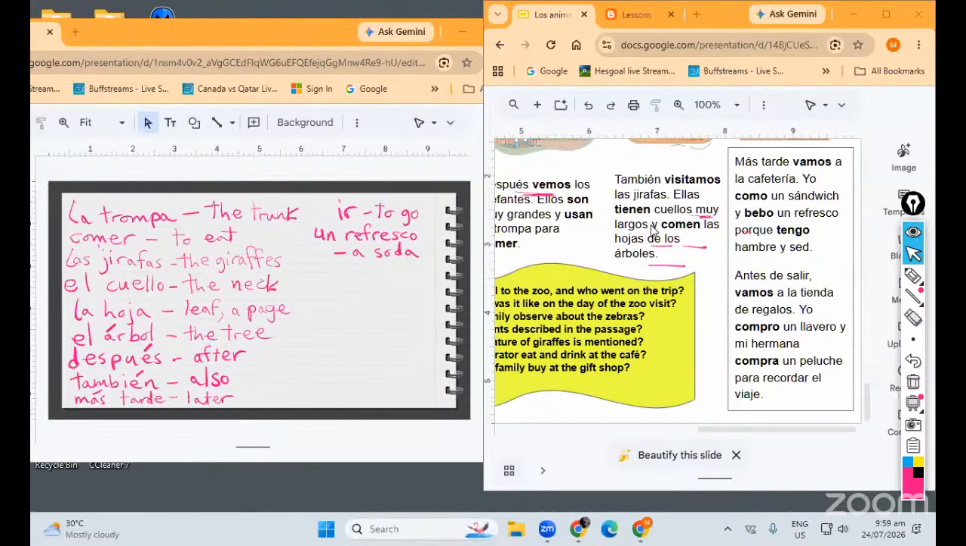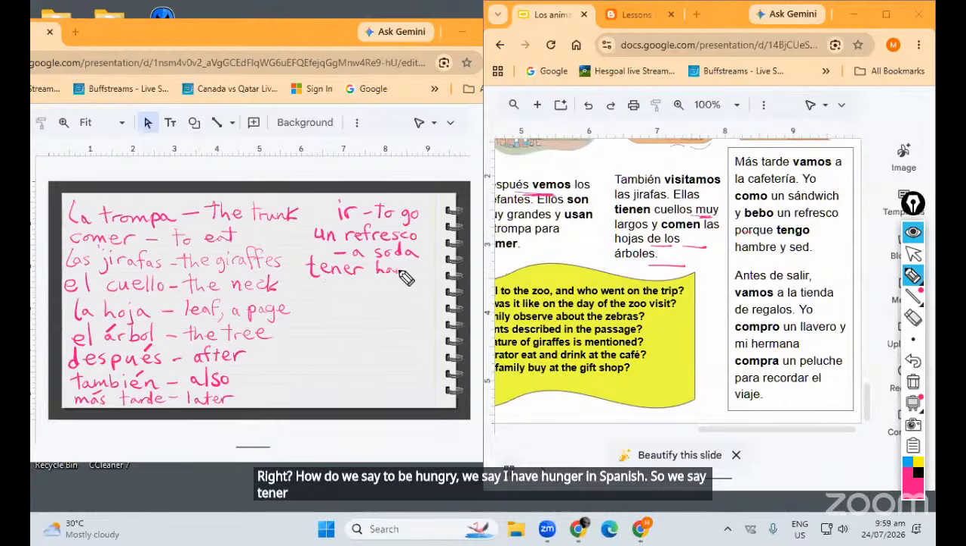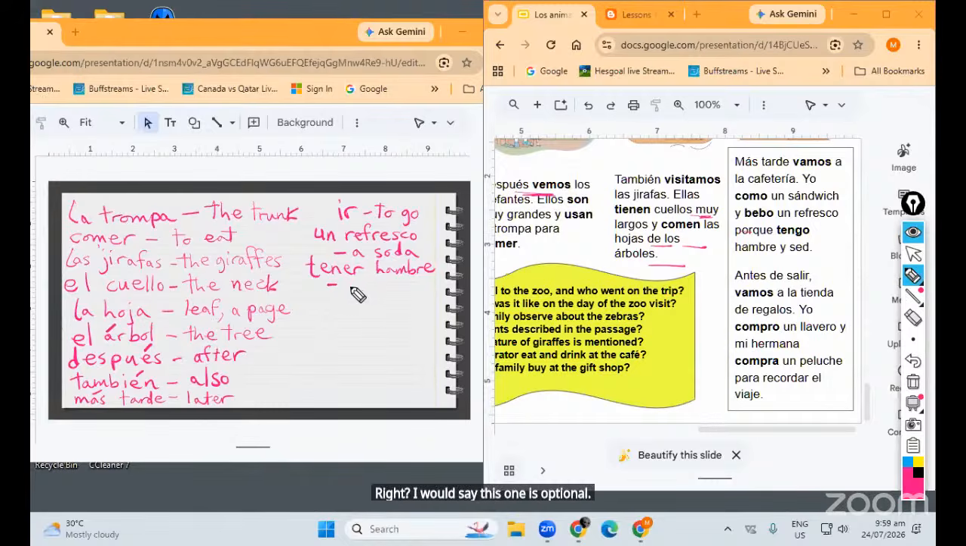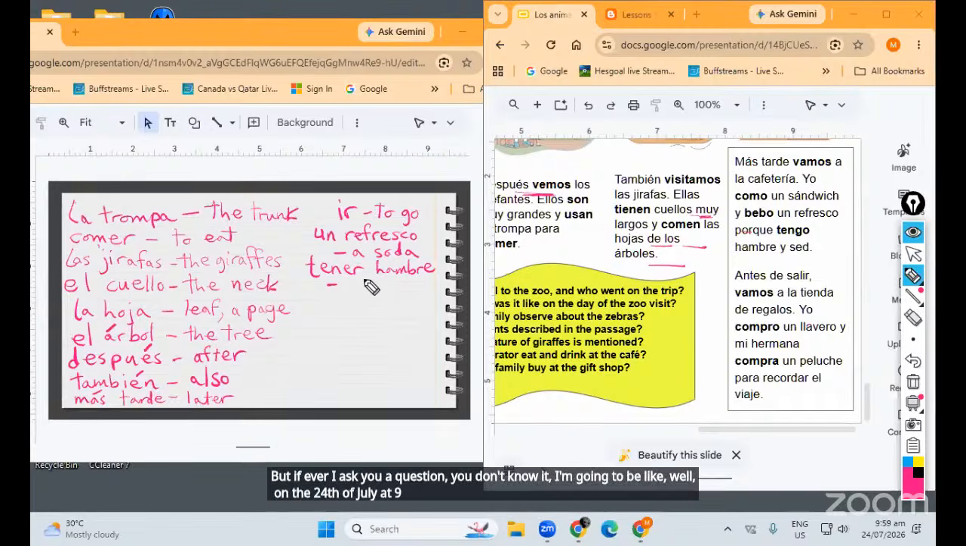How do we say to be hungry? We say I have hunger in Spanish. So we say tener hambre, right? I would say this one is optional. But if ever I ask you a question and you don't know it, I'm going to say, well, on the 24th of July at 9:59 a.m., I gave you tener hambre and you chose not to write it down. So make sure you know it or write it down, right?